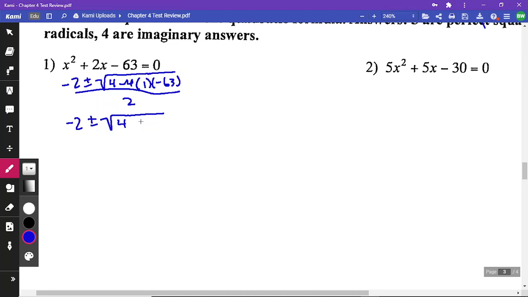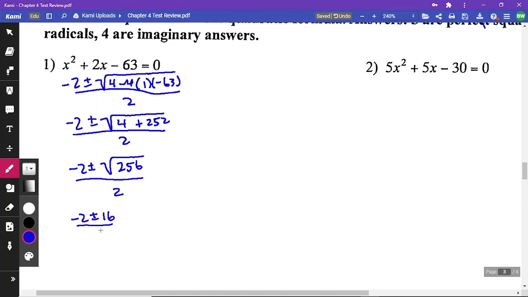So this is going to be positive because we're subtracting a negative, and when you multiply it out, you get 252, so it's plus 252. That's over 2. And this one comes out nice to a perfect square, 256 under the radical, and that's 16. So you got negative 2 plus or minus 16 over 2.